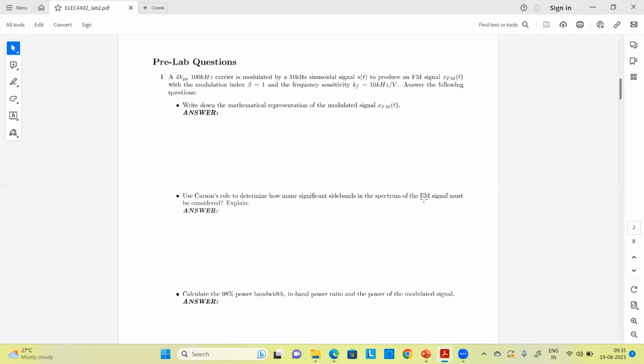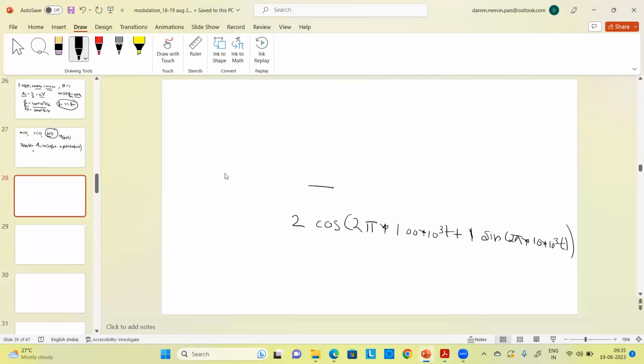The next question. Now let's take the next question. It says use Carson's rule to determine. As soon as they use the words Carson's rule, you should realize this is a wideband signal, because you know that Carson's rule is applicable only for wideband, not for narrowband. Correct? Use Carson's rule to determine how many significant sidebands in the spectrum of the FM signal must be considered. Explain. So how do we solve this question?